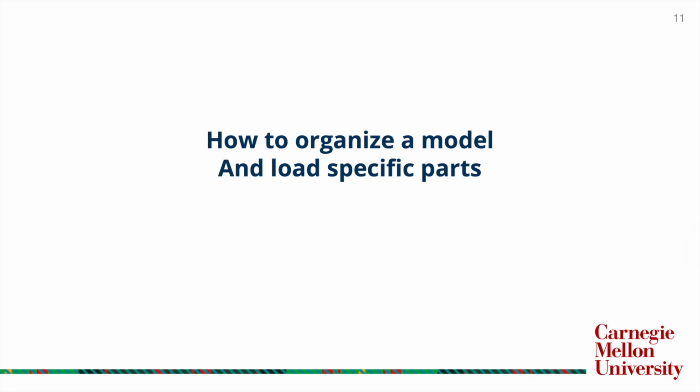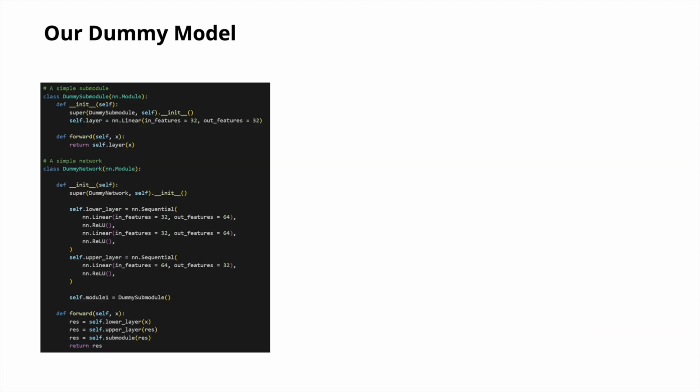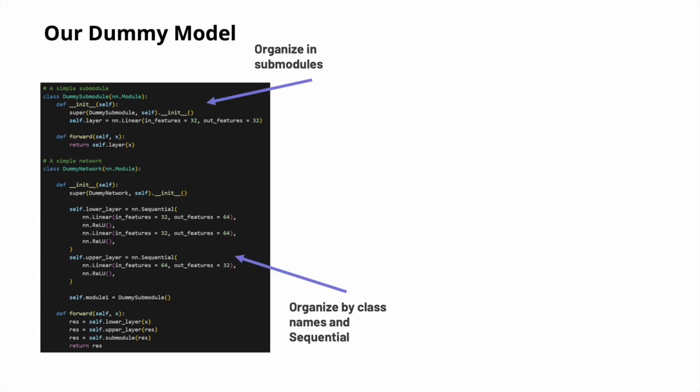Now, let's talk about how to organize a model and load specific parts of it. In real practice, we often don't want to load or save the full model. For example, in homework 4P2, with transfer learning, we might only want to load the decoder and train the encoder from scratch. To do that, we need to clearly separate different parts of the model, and that's why organizing parameters properly is so important. There are two main ways to organize a model. One is to group your parameters into reusable submodules. The other is to organize them by layer names, like using sequential blocks.